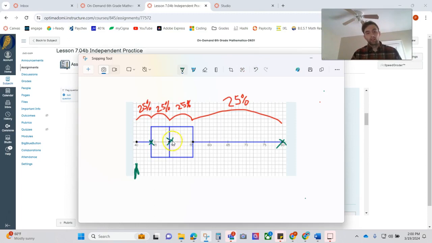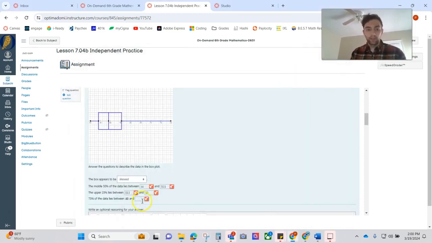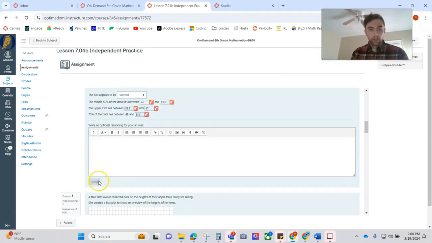So not that. What about 55.5? 25, 25, 25. Oh, 3 quarters makes 75. 25, 25, 25 is 75. So it looks like 75% of our data falls between the number 40 and 55.5. Check.